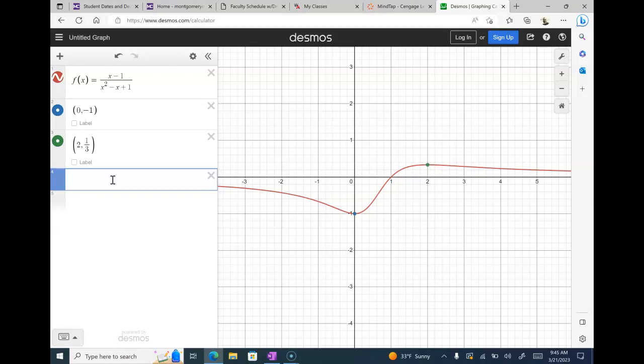What is that? y equals x squared minus x plus 1. And I can see that parabola does not hit the x-axis, so I know it doesn't have zeros.